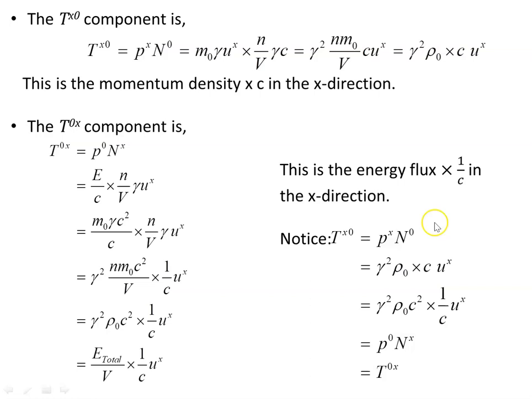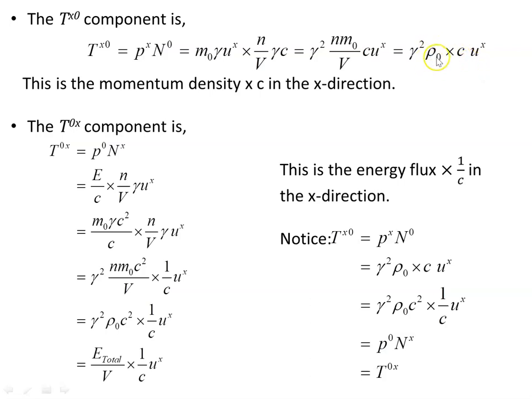Okay, next bit. The Tx0 component, Tx0 is Px N0, so the Px component is m0 gamma ux times n on v gamma c, just as before. And collecting the gammas, we get gamma squared n m0 on v times c times ux, so that's gamma squared rho 0 times c times ux. And this is the momentum density times c in the x direction. It's the momentum density in the x direction.